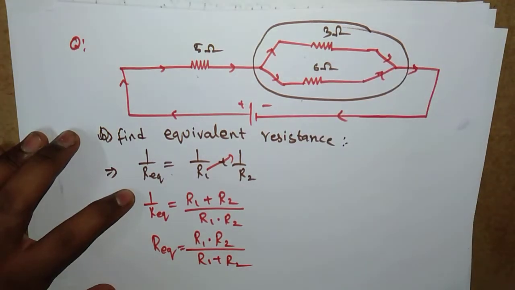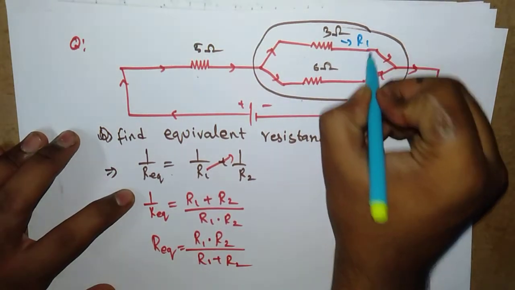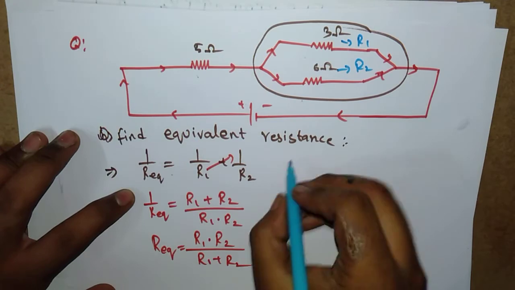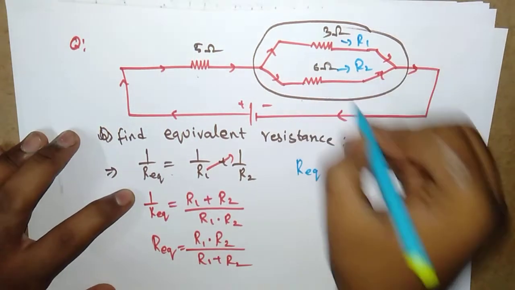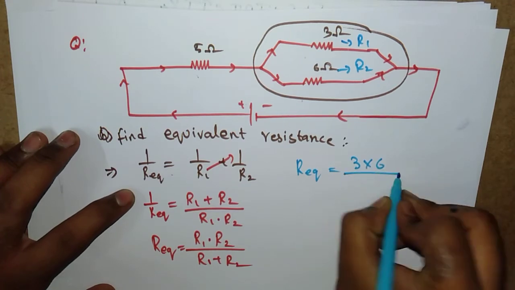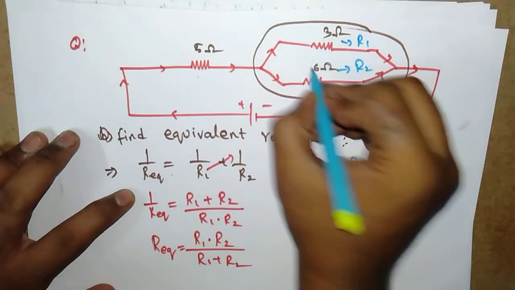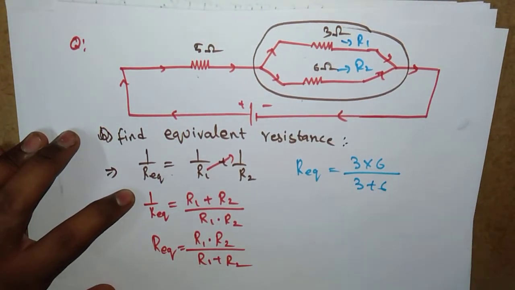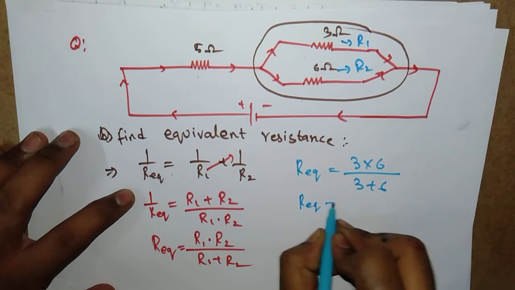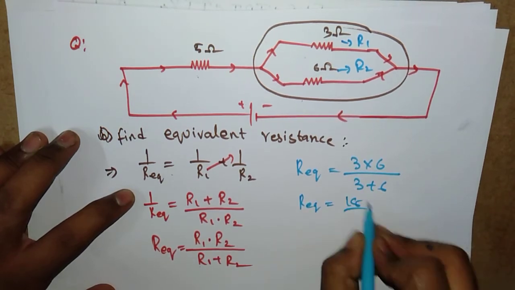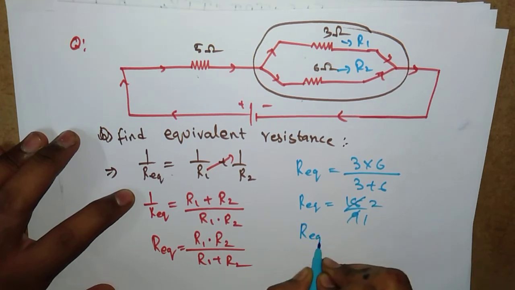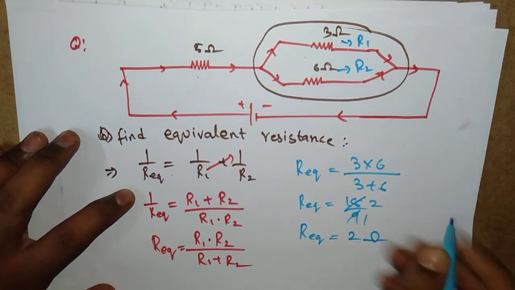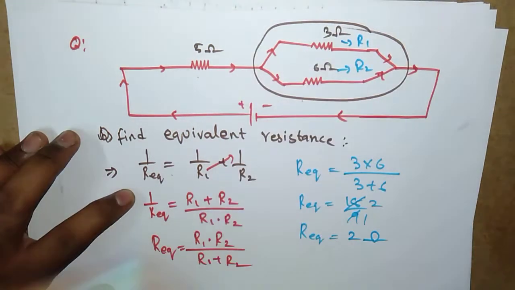So consider this as R1 and this as R2. R equivalent is equal to R1 into R2, meaning 3 into 6, divided by R1 plus R2, meaning 3 plus 6. So R equivalent is equal to 18 divided by 9, and 9 twos are 18. So R equivalent is equal to 2 ohms. I get the parallel combination equivalent resistance as 2 ohms.